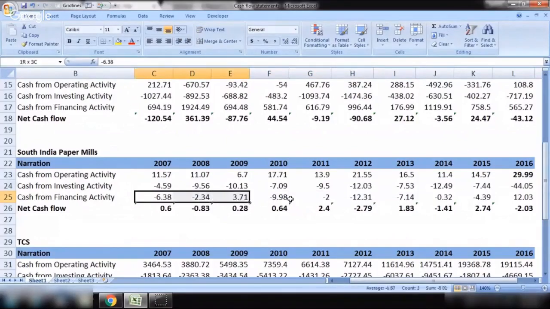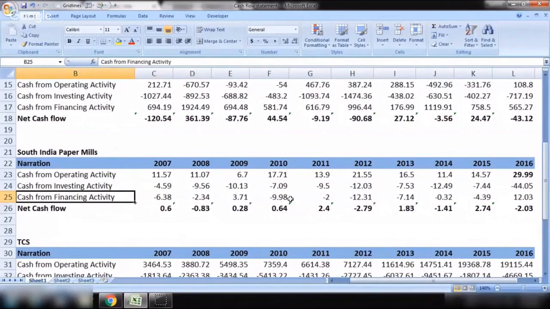So financing activity is continuously negative barring 2009, right? Which means to say that they want to repay back their debt, right? So from whatever money they're earning, a part of it is going towards investing in assets, investing in themselves, and a part of it is going towards repaying their debt. A brilliant combination if you were to ask me, right?